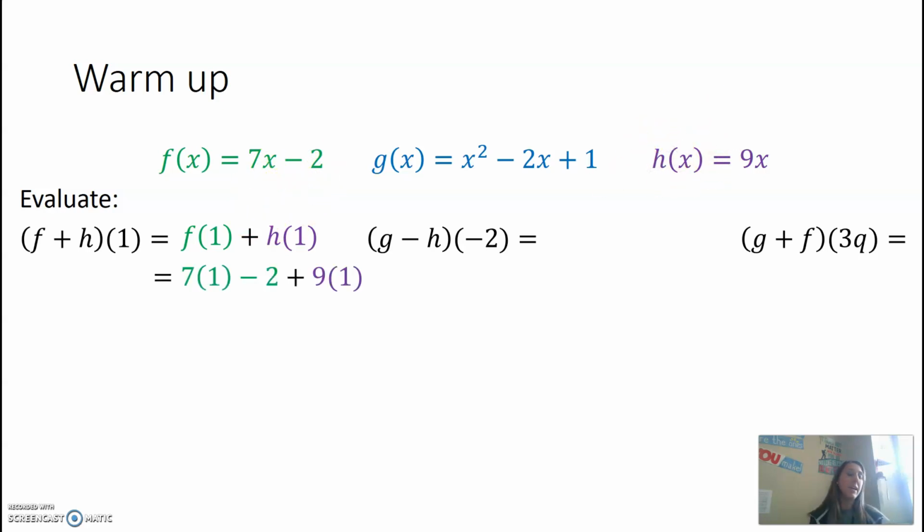So I find that out. I get 7 times 1 minus 2 plus 9 times 1. So 7 minus 2 plus 9, 5 plus 9, and I get 14. So go ahead and hit pause, and I'd like you to try the next two on your own.